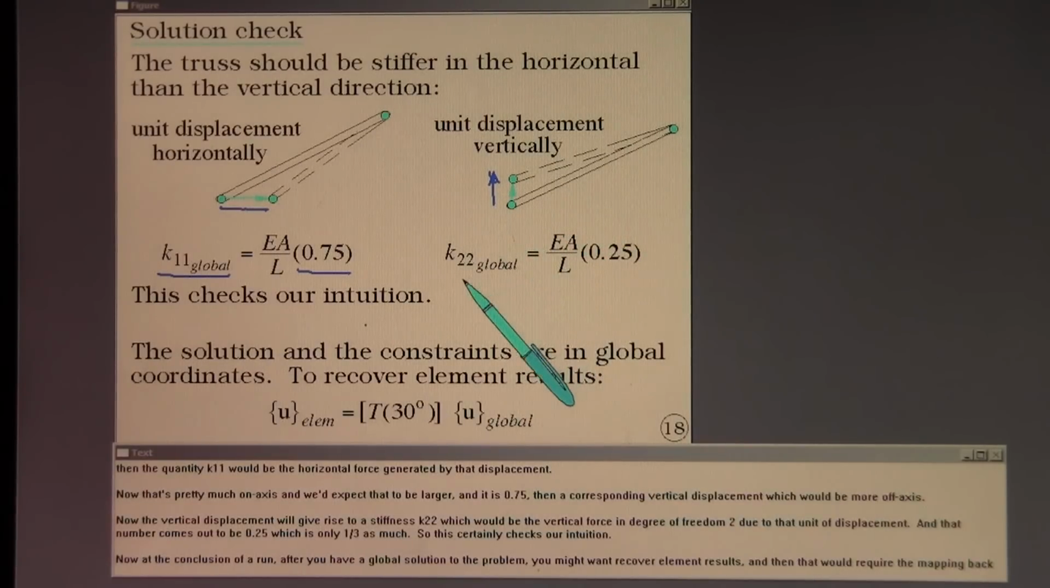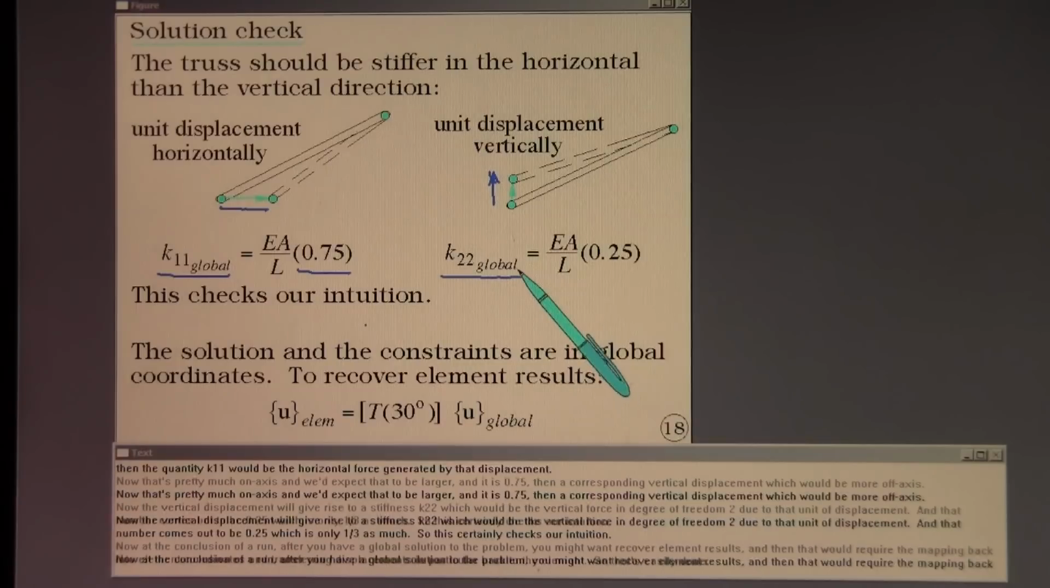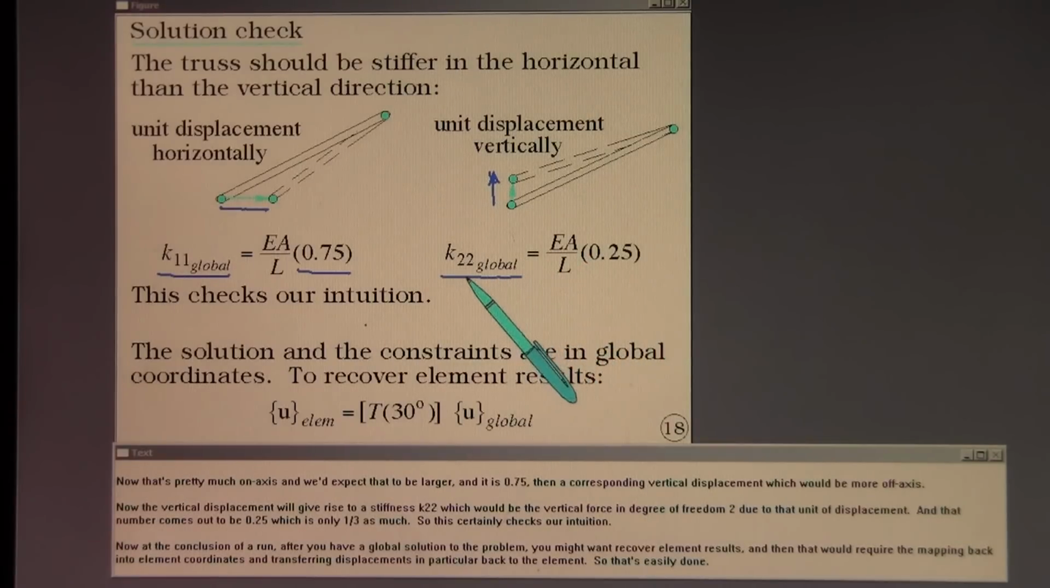Now, the vertical displacement will give rise to a stiffness K22, which would be the vertical force in degree of freedom 2 due to that unit displacement. And that number comes out to be 0.25, which is only 1/3 as much. So this certainly checks our intuition.